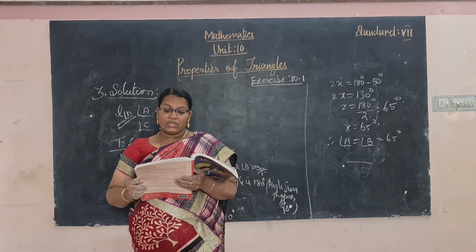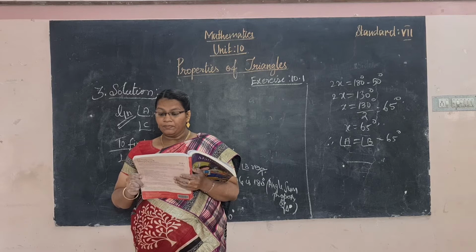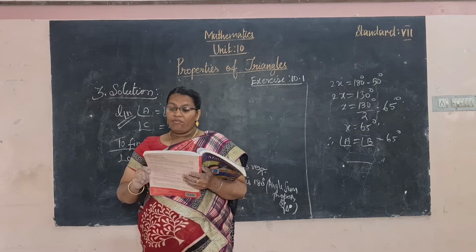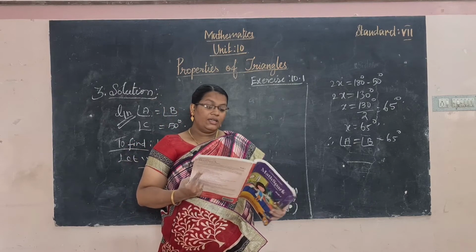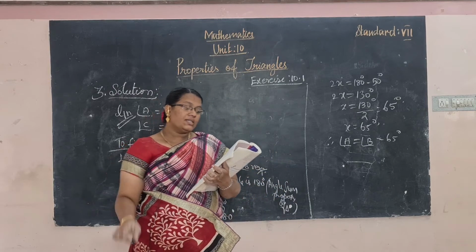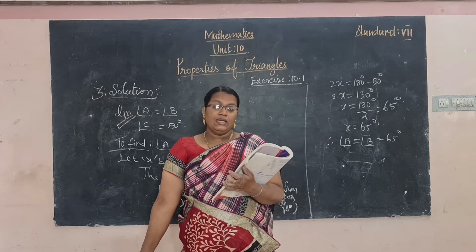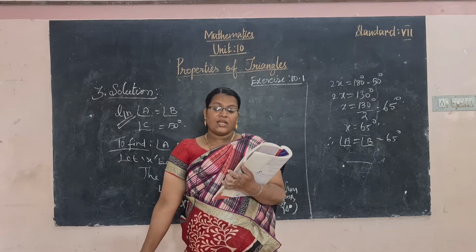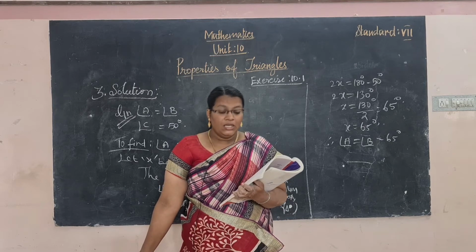One angle of a triangle is 30 degrees and the second angle is thrice the third angle. Find the measure of all the angles. We already did the same model in an example. So one angle is 30 degrees, the second angle is thrice the third angle. So let the third angle be x and the second angle be 3x.